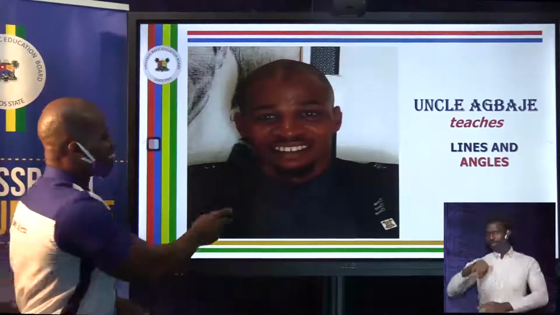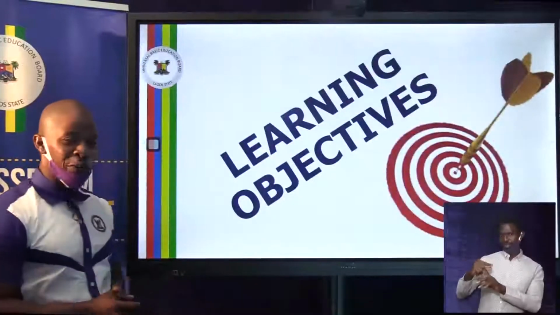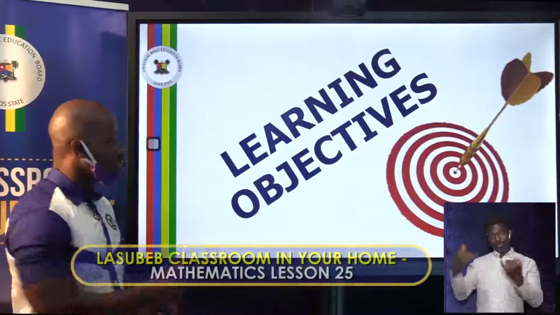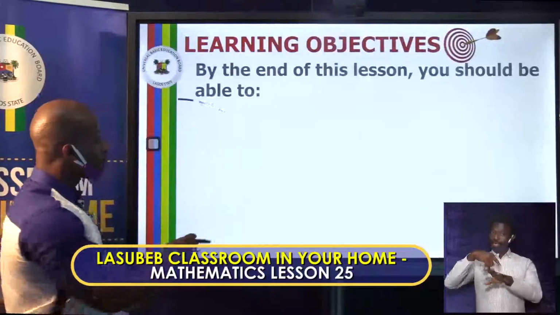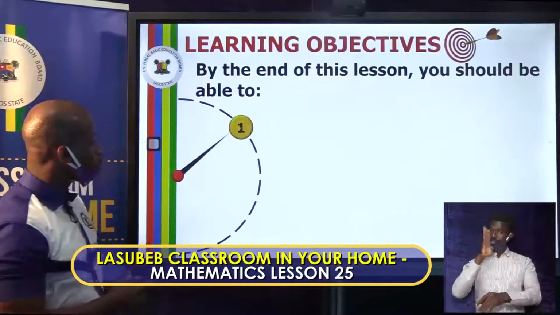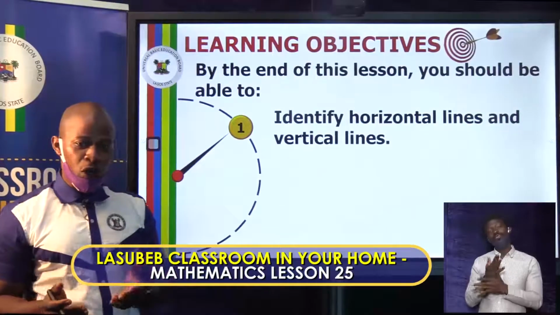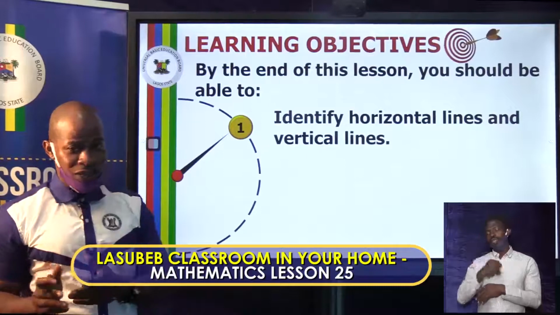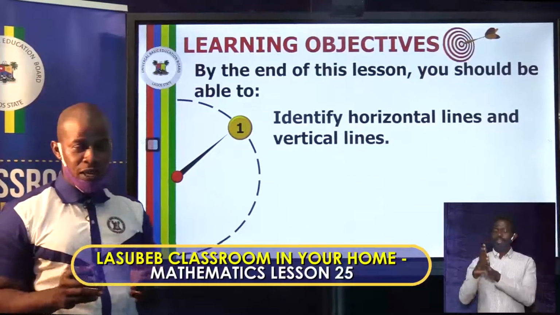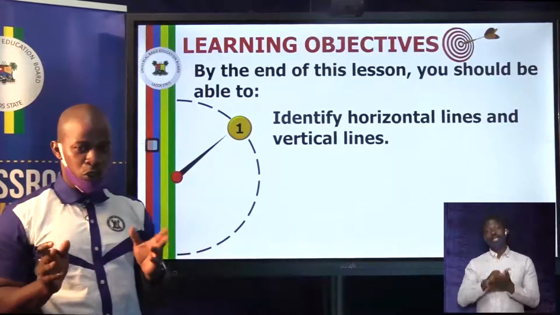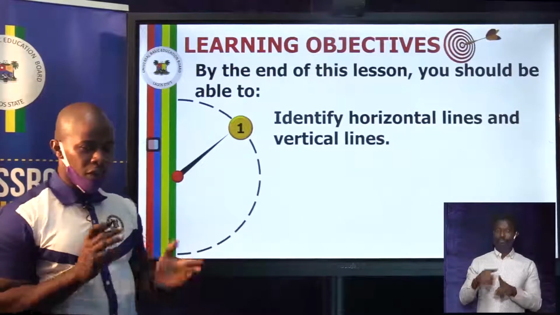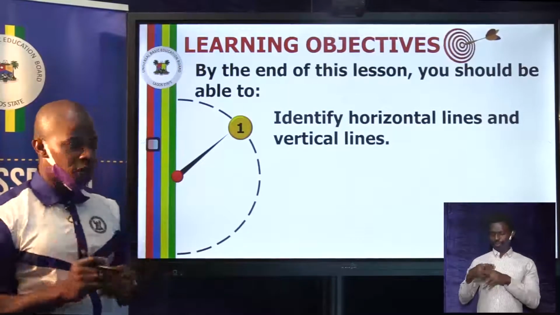All right, let's see what our objectives for today are. By the end of this lesson, you should be able to identify and differentiate between horizontal and vertical lines. I mean, there are a lot of kids out there who do not know which one is vertical, which one is horizontal. They mix it up. But I have a short video for you that will clarify that.